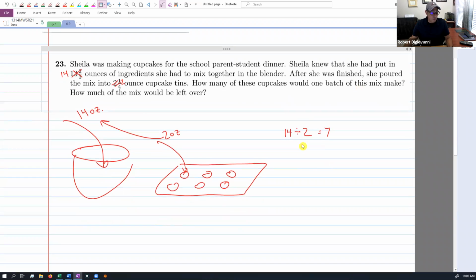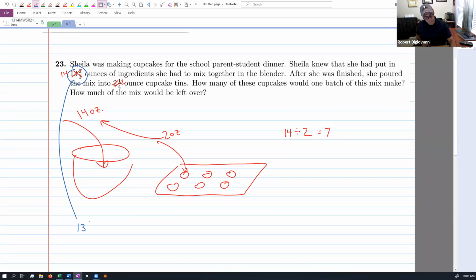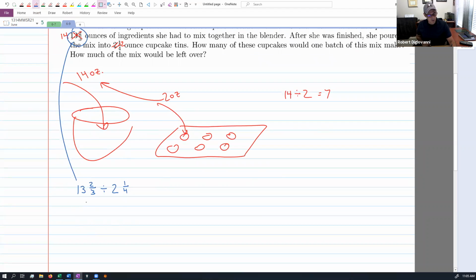So that's exactly what we're going to do, but we're going to be using the original values, so 13 2/3, and we want to divide that by the 2 1/4. Now, you said you converted these over to improper fractions, so you got 41/3 divided by 9/4, yes? Okay. Anybody have any questions on that so far?